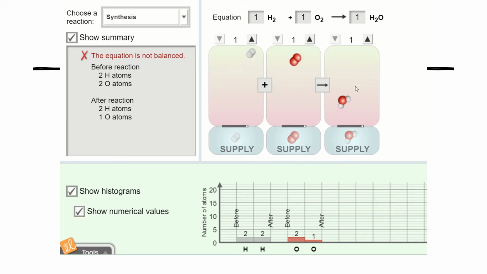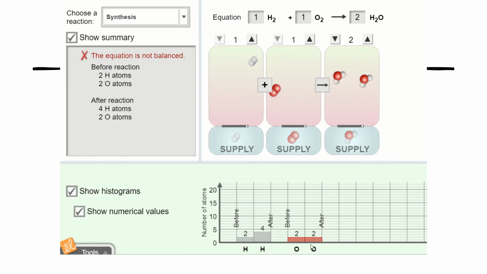So maybe if I fix the oxygen, it will fix it. So I want to go to the product side. Here is oxygen. I'm going to change that number to 2 by changing the coefficient. Here's the problem. When I change oxygen over here, I also change hydrogen.